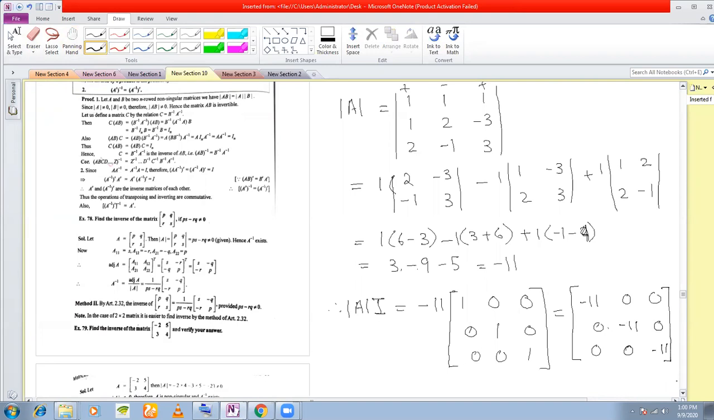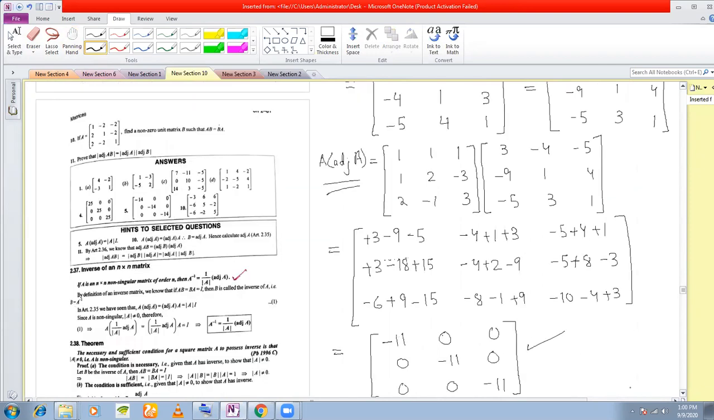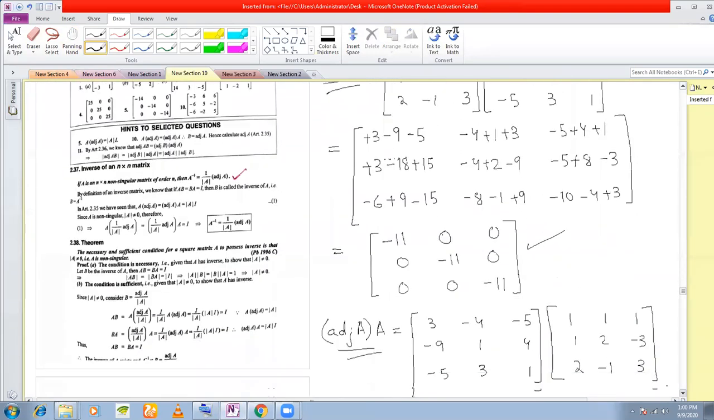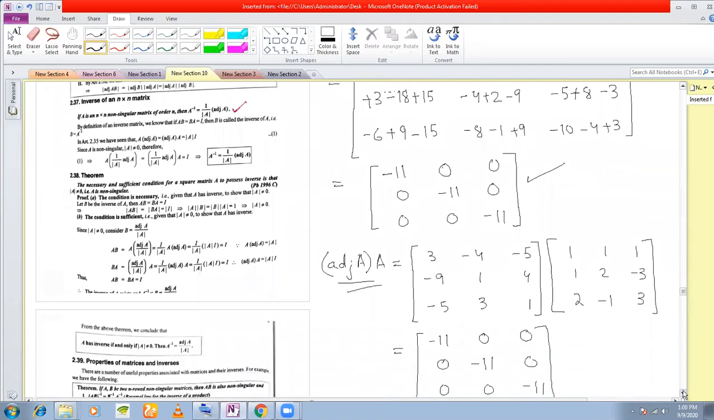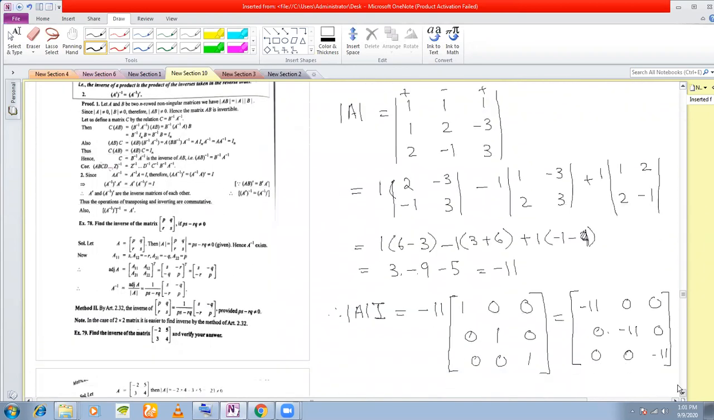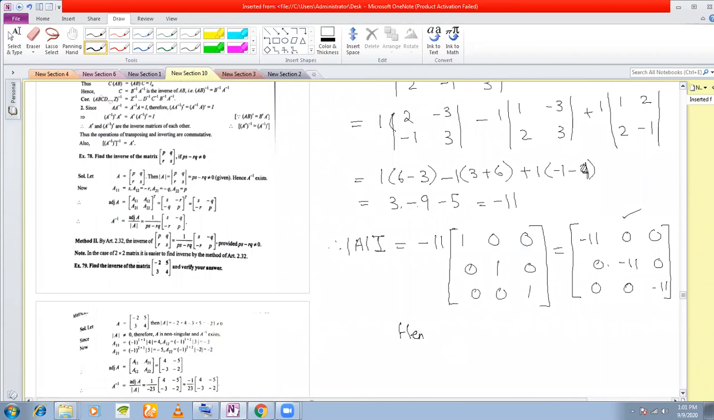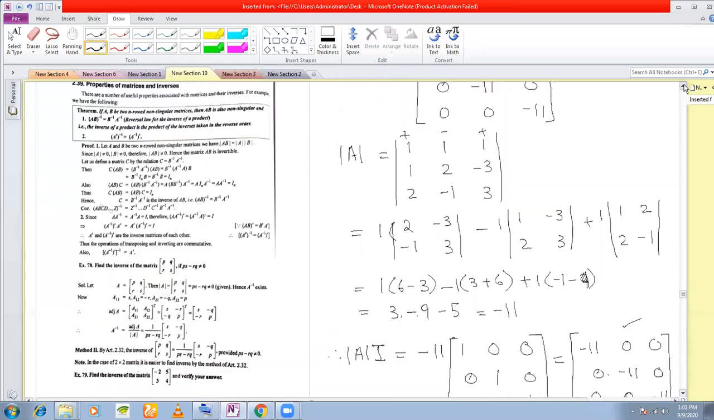So if you see, what was adjoint of A into A? A into adjoint of A was this matrix, right? Adjoint of A into A, if you multiply and check, you will get this matrix. You are getting the same matrix. Hence A into adjoint of A is equal to adjoint of A into A is equal to det A into I. That is verified. So this finishes your problem.